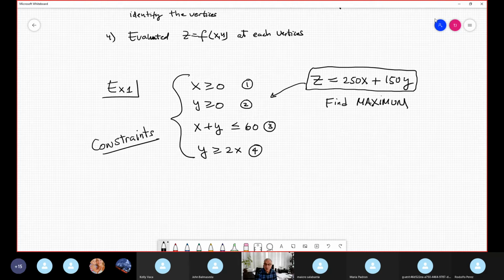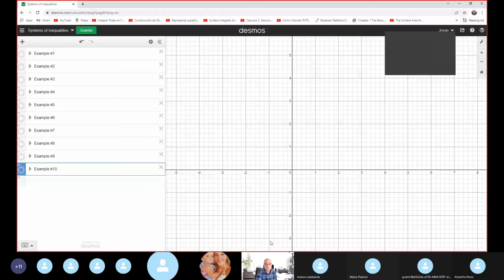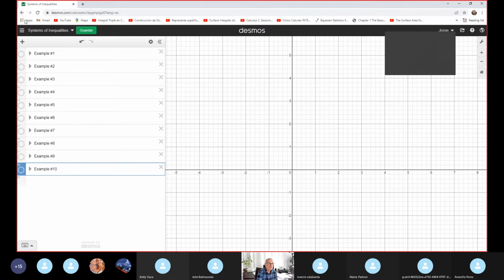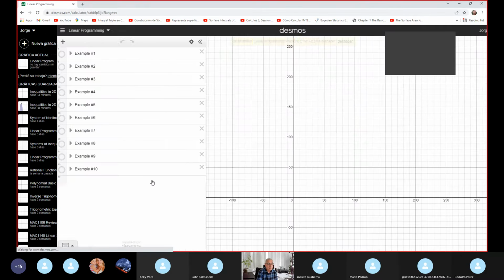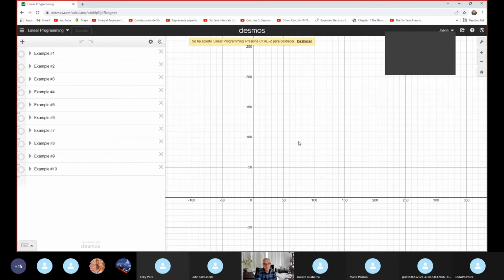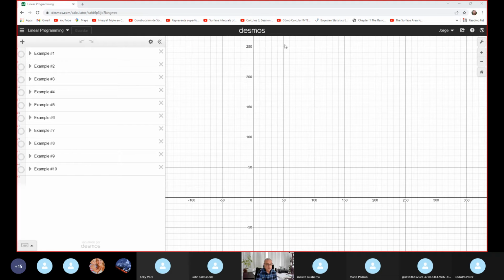Now I prepare another script of Desmos. This is graphically, everything is graphically. Okay, here you go. Linear programming. Boom. Okay, there you go. Do you see Desmos? Yes or no?